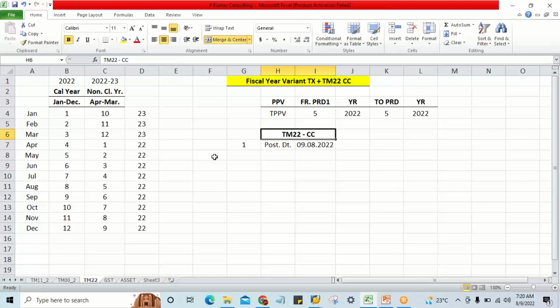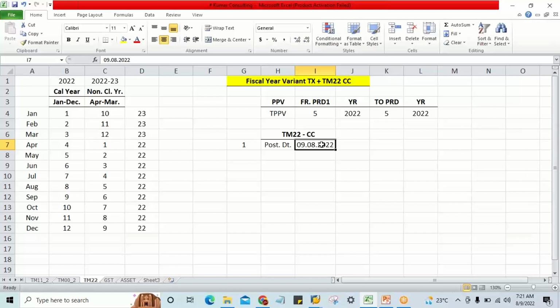So when you post a transaction, while posting a transaction, you must specify your company code, that this transaction belongs to Tata Motor or Tata Steel or Tata Chemical, right? So company code we have given. Then while posting a transaction, you are going to specify a posting date.